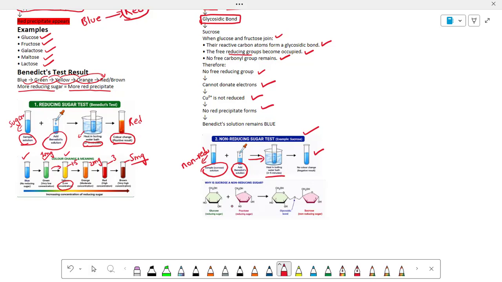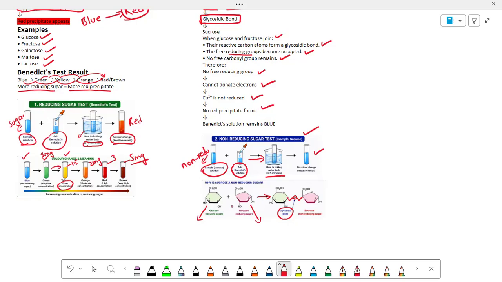So here is a diagram where you can see why sucrose is a non-reducing sugar. You can see here this is a glucose and this is a fructose, and they have free carbonyl groups. But when they combine with each other, they form a glycosidic bond. Now they have no free carbonyl groups, so they can't donate electrons. When they form a glycosidic bond, they become non-reducing sugars.